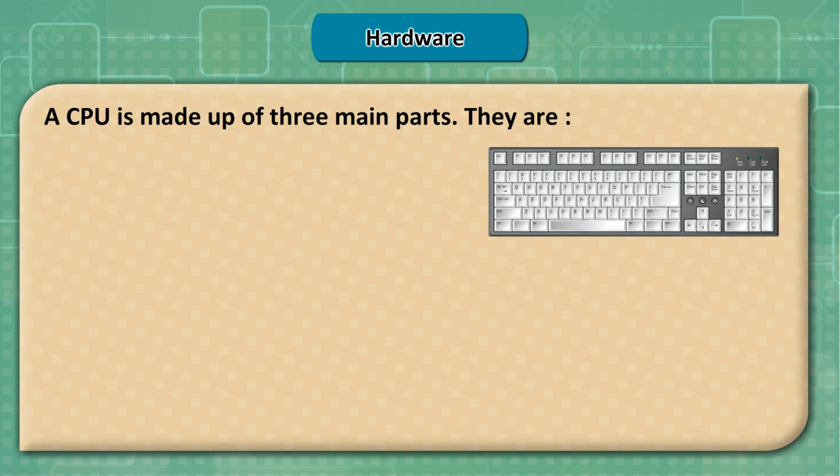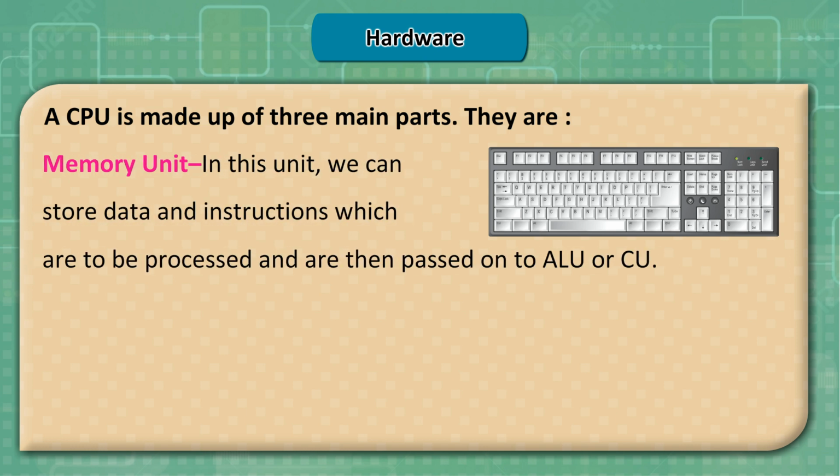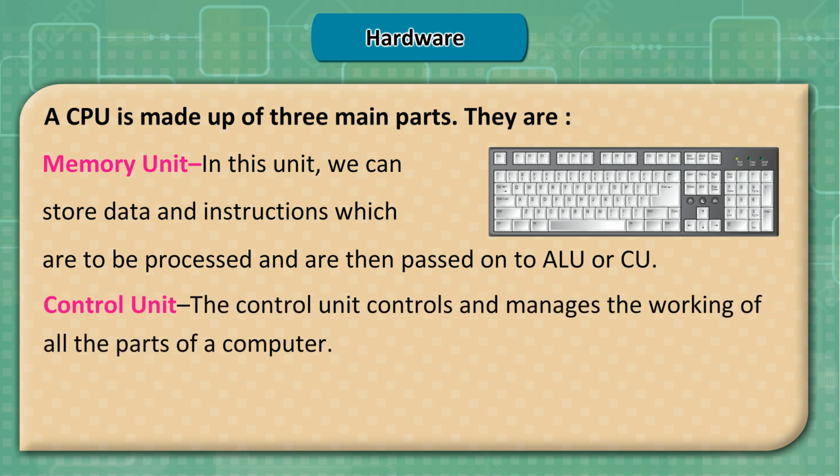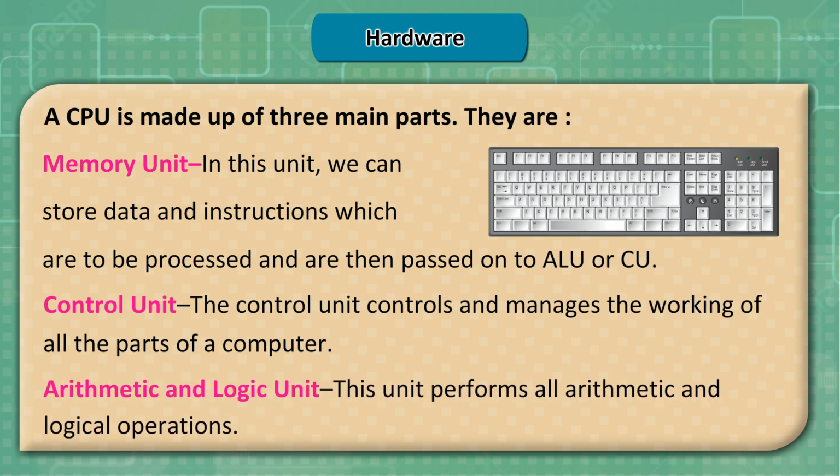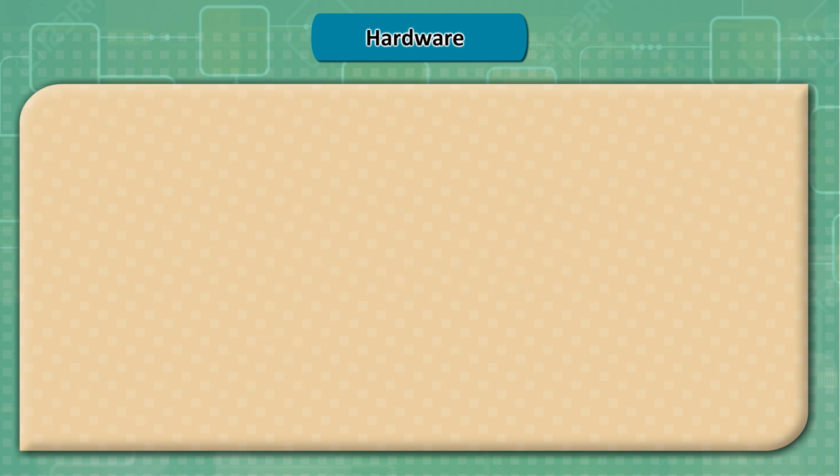A CPU is made up of three main parts. They are: memory unit. In this unit, we can store data and instructions which are to be processed and are then passed on to ALU or CU. Control unit. The control unit controls and manages the working of all the parts of a computer. Arithmetic and logic unit. This unit performs all arithmetic and logical operations.